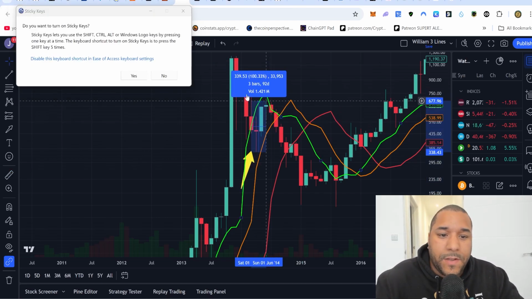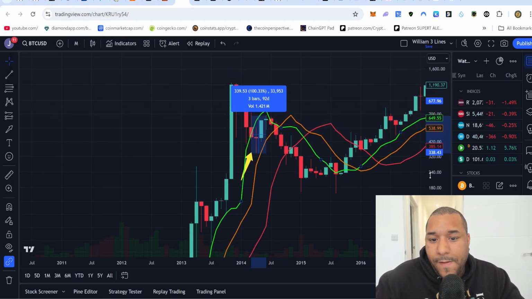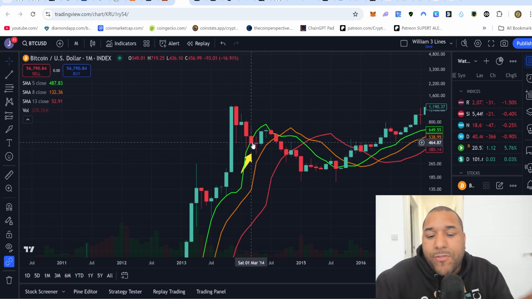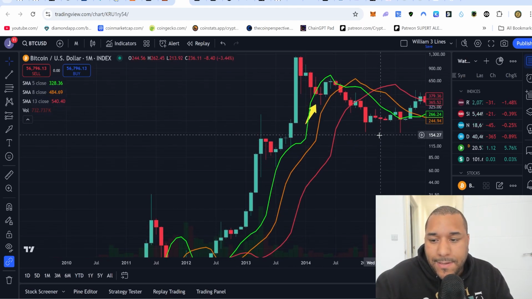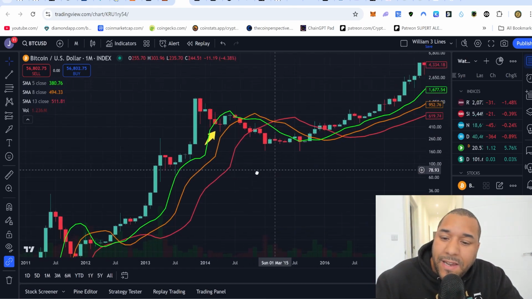Let me just mark this first. That was the big rally up. That was 100% up. That's a big move, enough to make altcoins go crazy. That was after it pierced this green line with the William 3 lines, right? So you don't see it pierce it until it's nearing the end of a cycle.